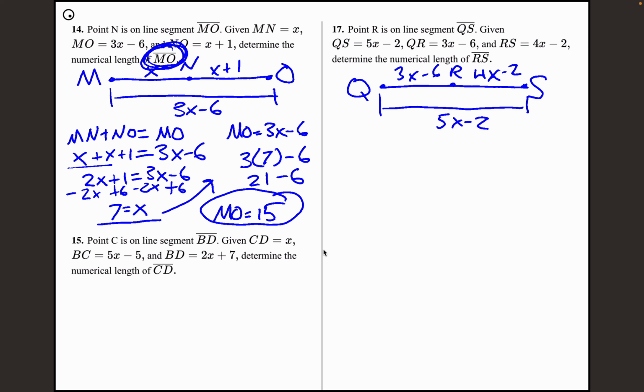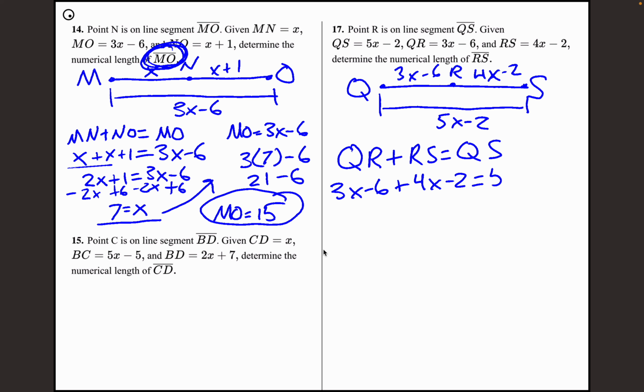When you are done with that, we will do the segment addition postulate. Our whole value, QS, is going to equal the two segments added together. So we have QR plus RS equals QS. Now that we have that, we can plug in our values. QR is 3x minus 6 plus RS, which is 4x minus 2, and that's going to equal QS, which is 5x minus 2. There's a lot more information.